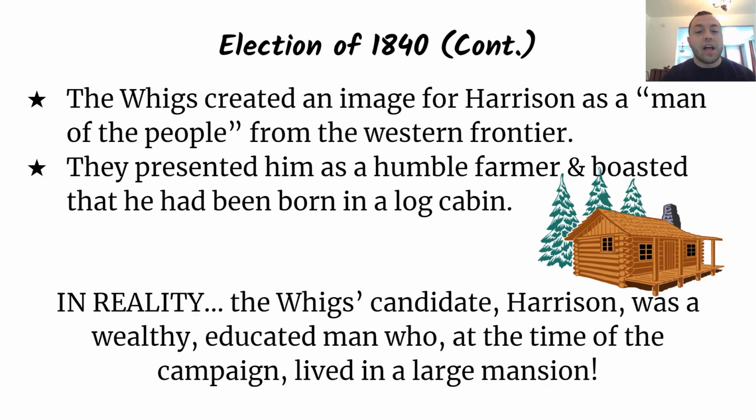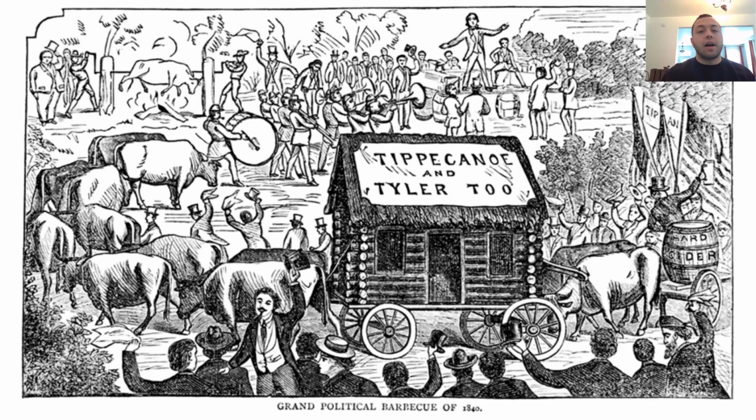But in reality, the Whigs' candidate Harrison was a wealthy, educated man who at the time of his campaign lived in a huge, large mansion. He wasn't even born in a log cabin. So they try to paint this picture because, sometimes in politics, people just really want to win and get their person in. So they try to paint this image to the American public. But in reality, this isn't his background story. But this is what the Whigs do.